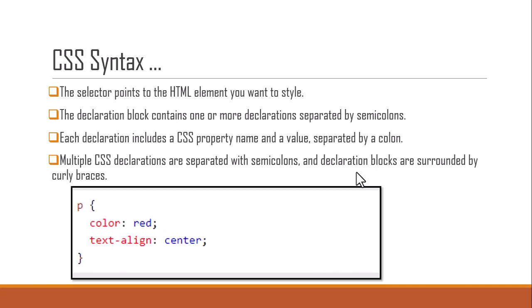So here we have a paragraph selector, which selects all paragraph elements, and we have two properties, the color and text-align properties. The color property is to define a text color for paragraph elements, and the text-align property is to adjust the alignment of a text. So we may make it center or left or right or justified.